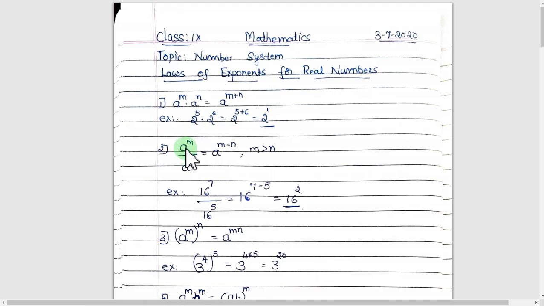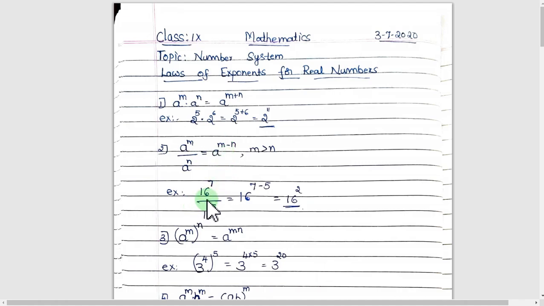Second law, a to the power of m divided by a to the power of n is equal to a to the power of m minus n, where m is greater than n. The value of m should be greater than n. If the base is the same, powers different, but the operation is division, then we can subtract the powers.